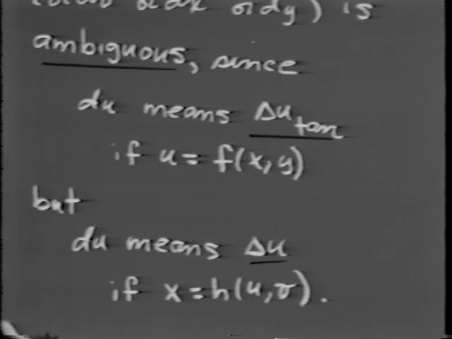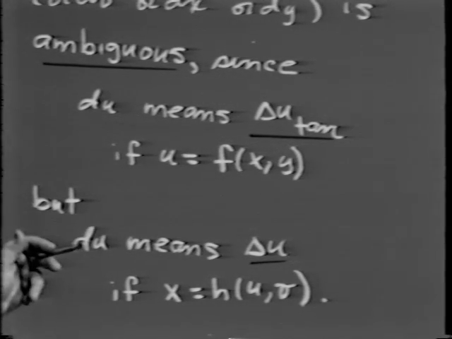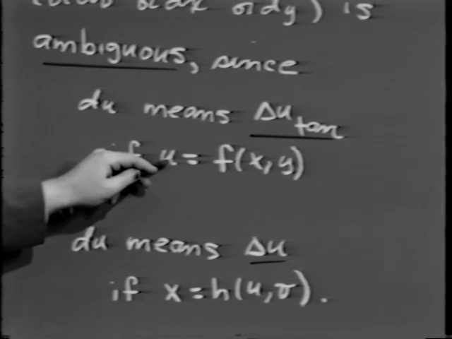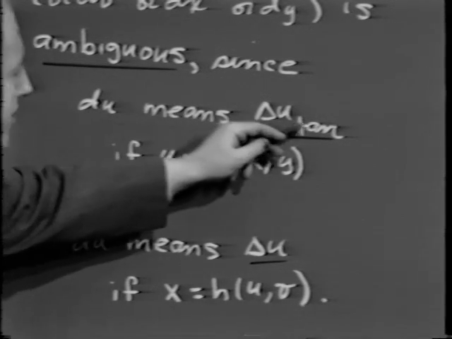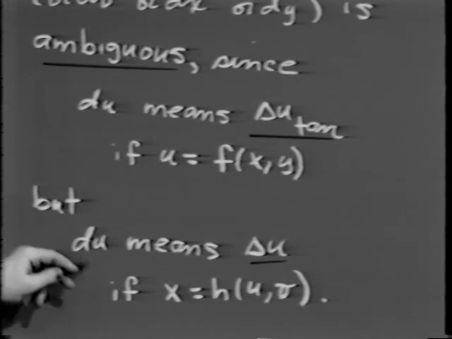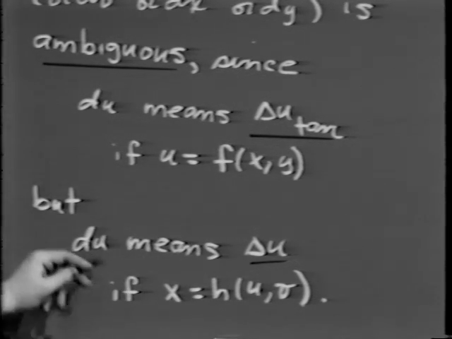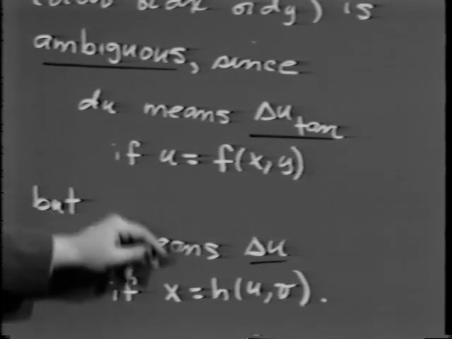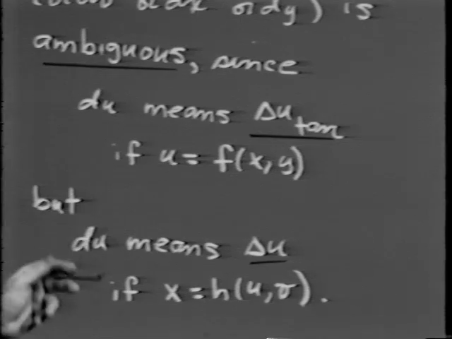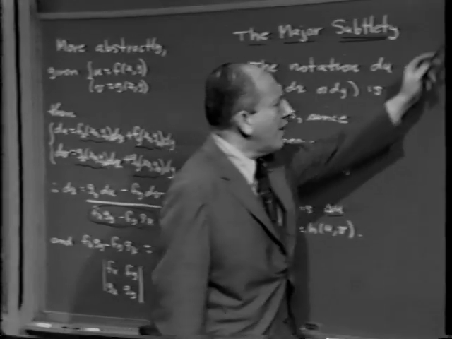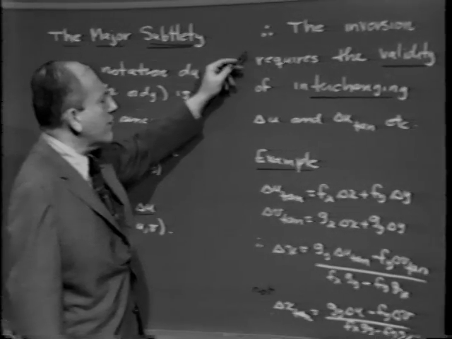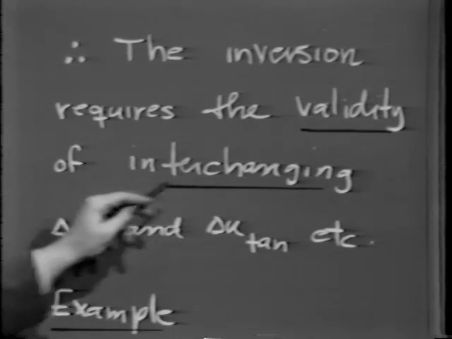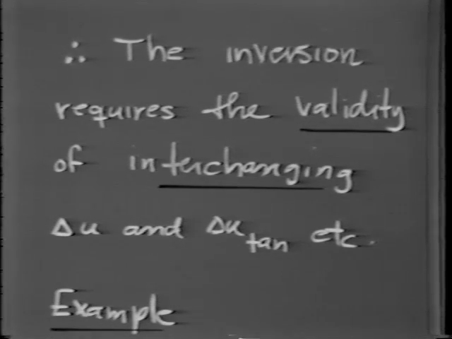For the independent variable, du just means delta u. In other words, by way of a very quick review, notice that if we're viewing u as being a dependent variable, then du means delta u tan. But if we're viewing u as being an independent variable, then du means delta u. And consequently, the inversion that we're using hinges very strongly on the requirement, in other words, the inversion requires the validity of interchanging delta u and delta u tan, etc.